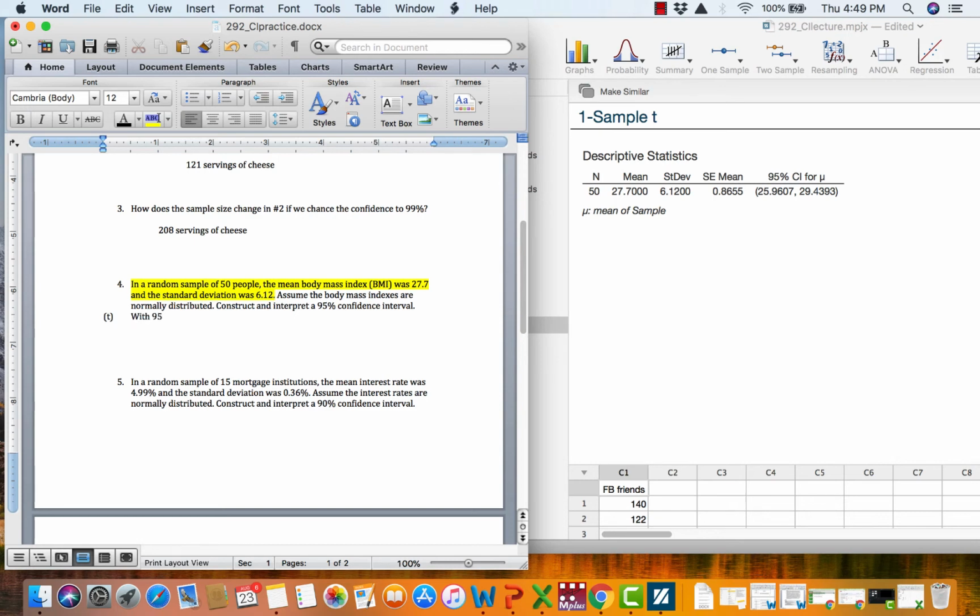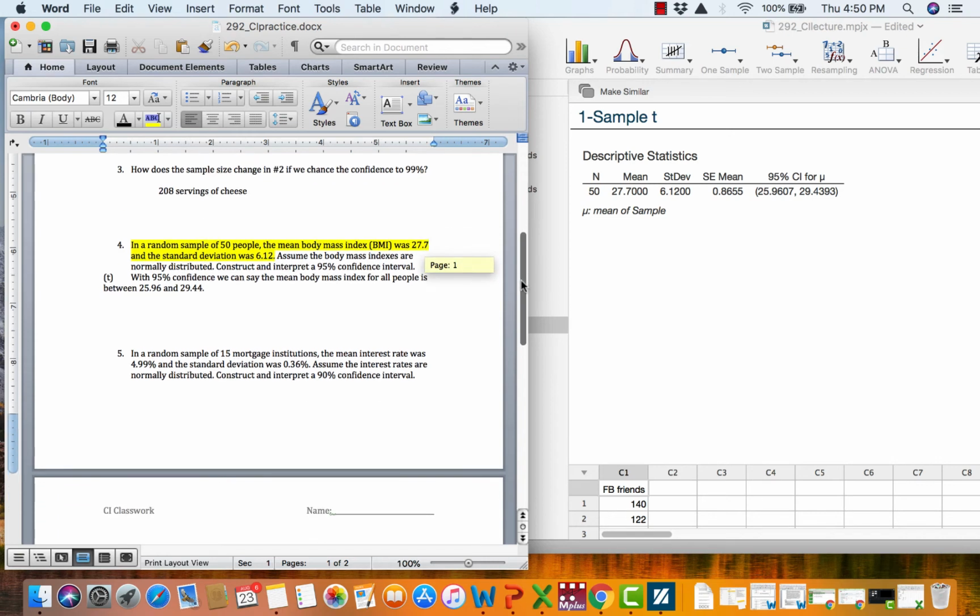So with 95% confidence, we can say the mean body mass index for all people is between 25.96 and 29.44. This is, with it being BMI, we don't really have units on this, so it's okay to just report the numbers here without units because, I mean, there's none stated in the problem.